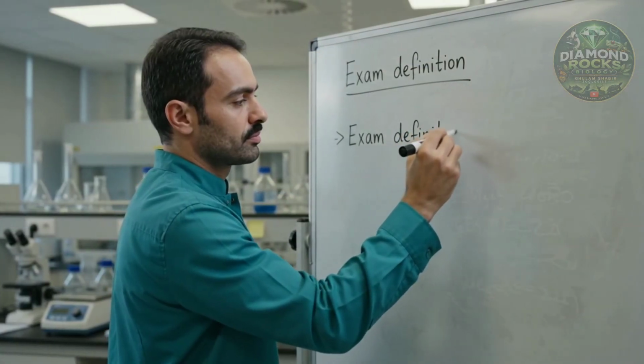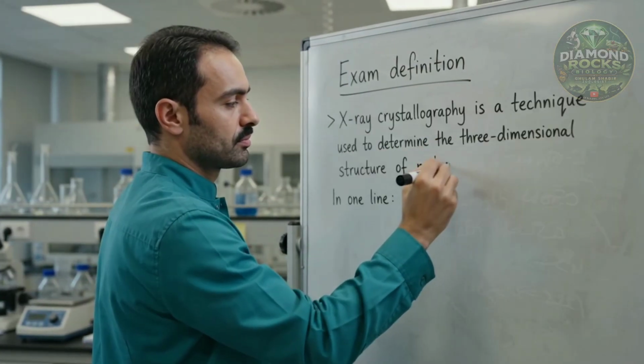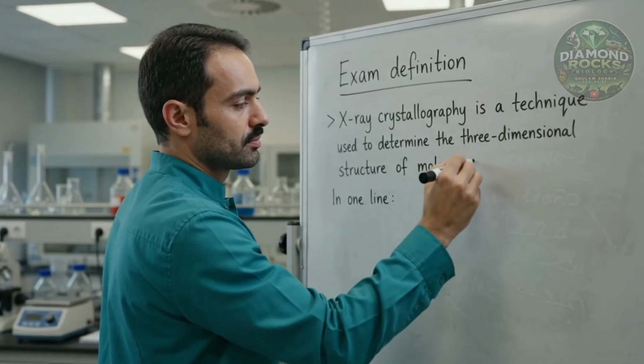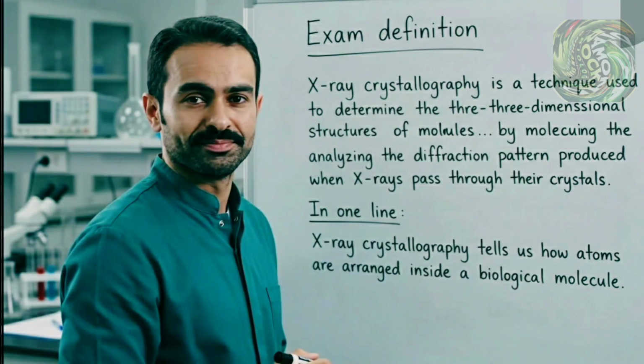Exam definition. X-ray crystallography is a technique used to determine the three-dimensional structure of molecules by analyzing the diffraction pattern produced when X-rays pass through their crystals. In one line, X-ray crystallography tells us how atoms are arranged inside a biological molecule.